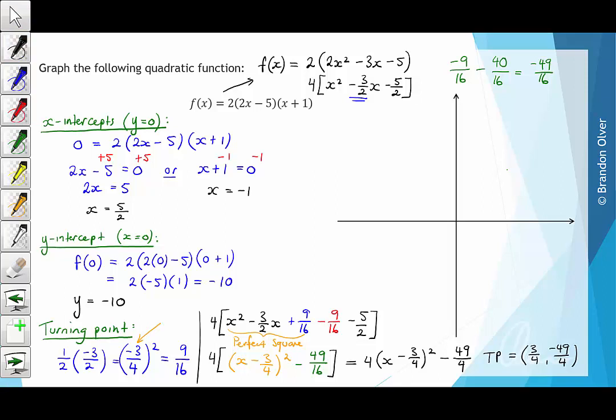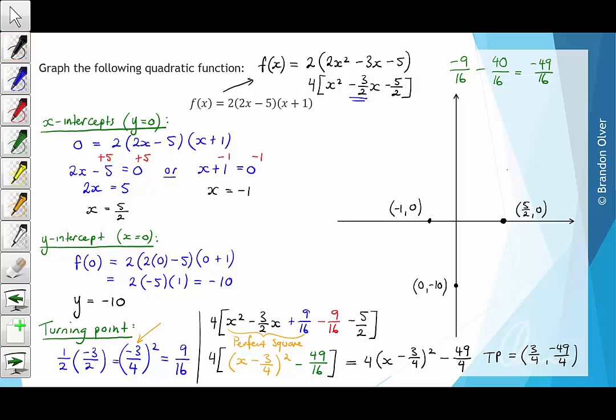Now that we've got all this, the final thing we have to do in graphing is to plot all the key features, which are the x-intercepts, the y-intercept, and the turning point, and then just put a parabolic shape through those points. So the first point we're going to put on is the x-intercept. We had x equals 5 on 2, which is here, so 5 divided by 2, comma 0. And then we also had negative 1, comma 0. And then the y-intercept occurred at negative 10, so negative 10 is somewhere around here. So this is going to be the point 0, comma negative 10.